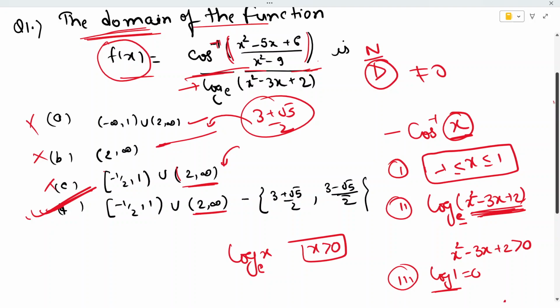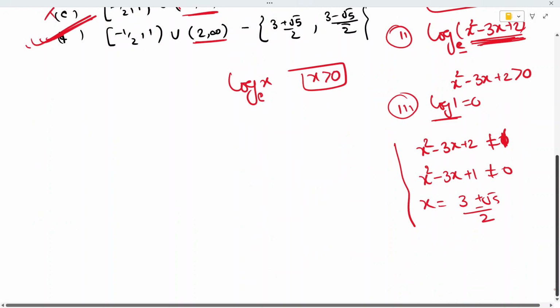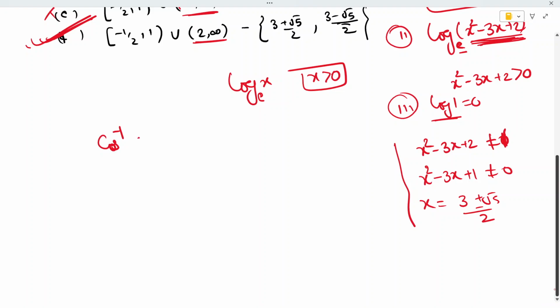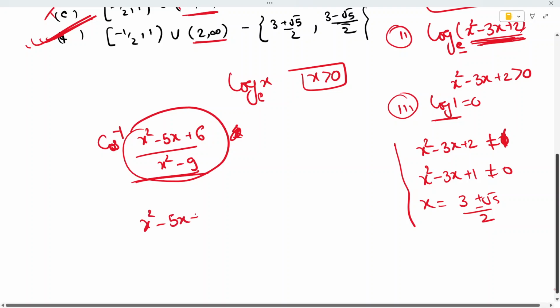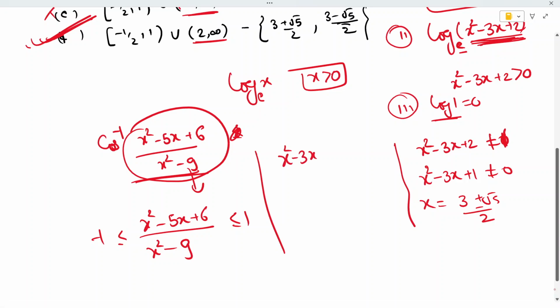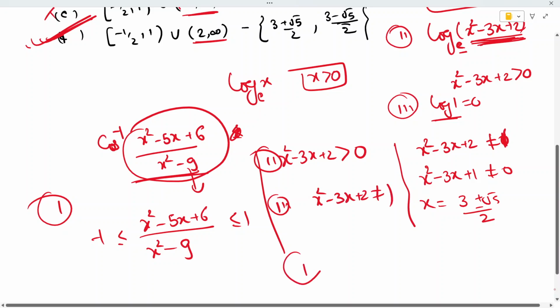So you can approach like this, otherwise you have to go like this. You have to solve the first part, that cos inverse of what you have given: cos inverse of x square minus 5x plus 6 upon x square minus 9. You take this between -1 to 1. First part you have to solve. Second part, take log of something: x square minus 3x plus 2 should be greater than 0. Third, you have to solve x square minus 3x plus 2 not equal to 1. Then you have to take the intersection of 1, 2 and 3. Then you get the required domain.